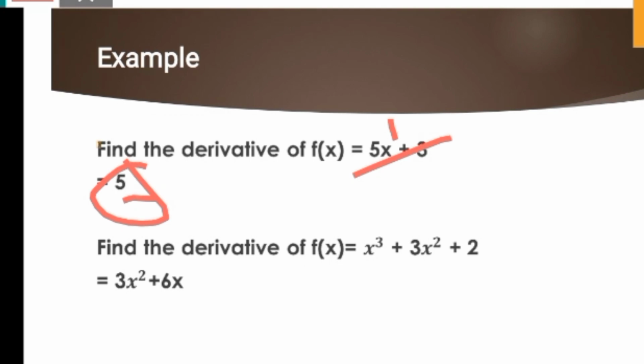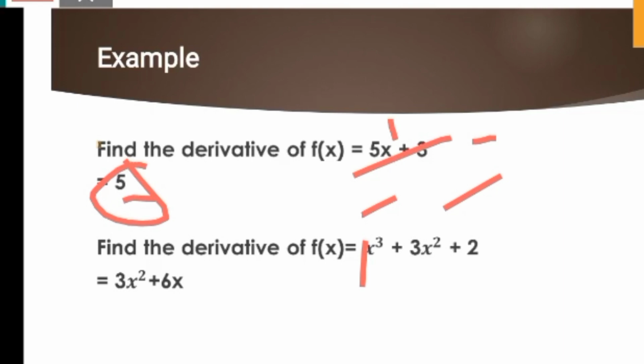Then second, find the derivative of f of x equals x cubed plus 3x squared plus 2. So the same process, we're going to multiply the exponent, which is 3, by the constant 1. So 3 times 1 would be 3, and we're going to subtract 1 from the exponent, so 3 minus 1 is 2. Why is the constant going to 0? Because there's no more number to be subtracted by 1. So it is automatically 0.